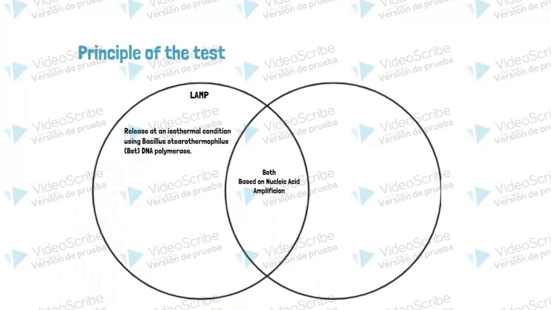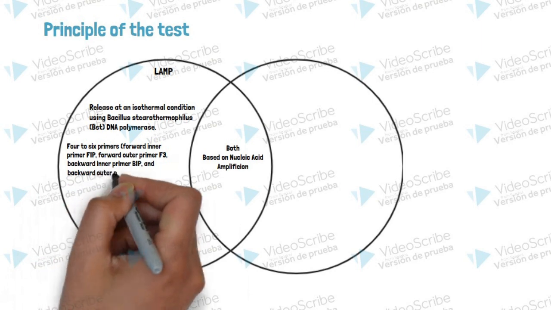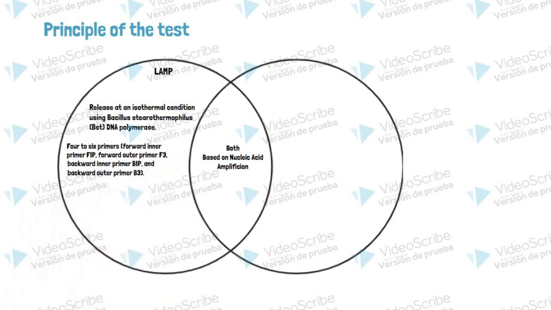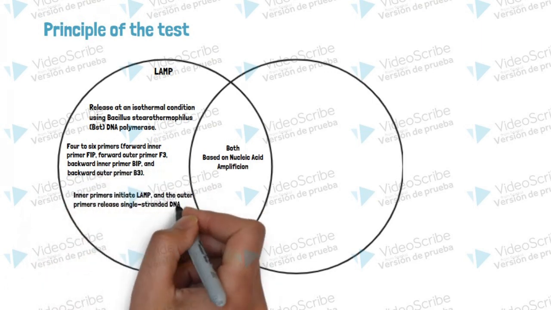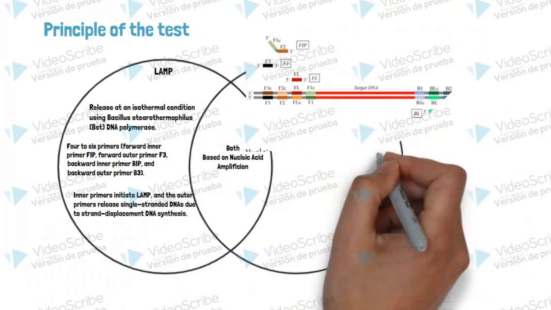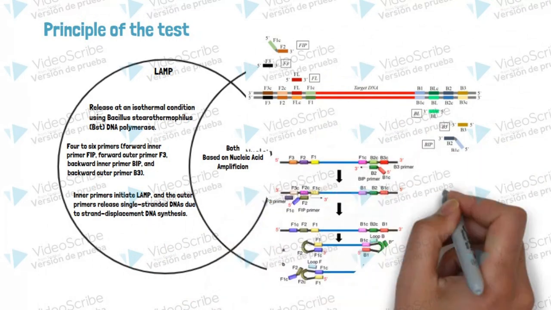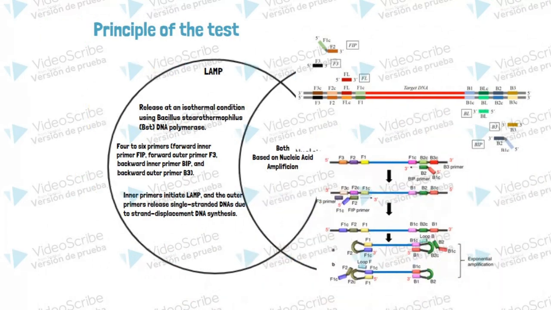4 to 6 primers, a forward inner primer and outer primer, and a backward inner primer and outer primer, were used to form the loops of DNA replication. The inner primers initiate LAMP by hybridizing the part of the elongated sequence to make a loop. The outer primers release single-stranded DNA due to the strand displacement DNA synthesis. This released DNA serves as a template for the next primers, producing a stem loop DNA structure.